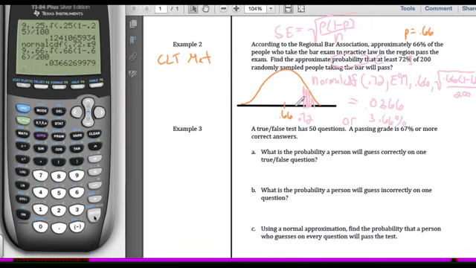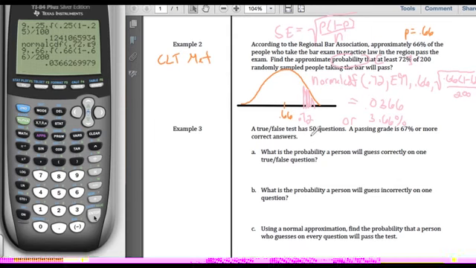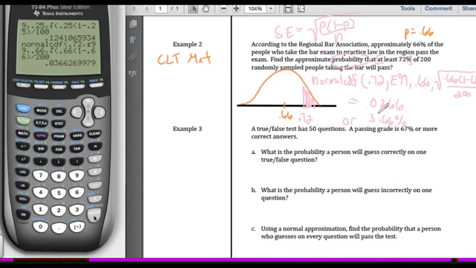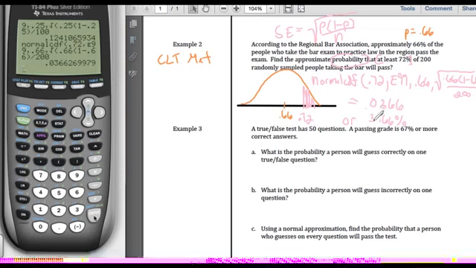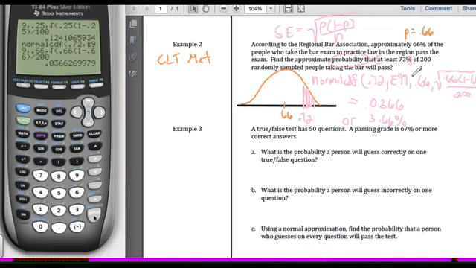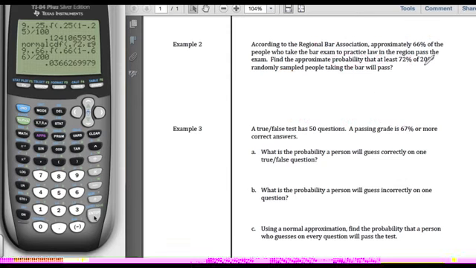So the typical number is 0.66 or 66%. We can see it's a very slim chance that you could get 72% from a group of 200 to pass this exam. Let's go through one more example similar to these two.